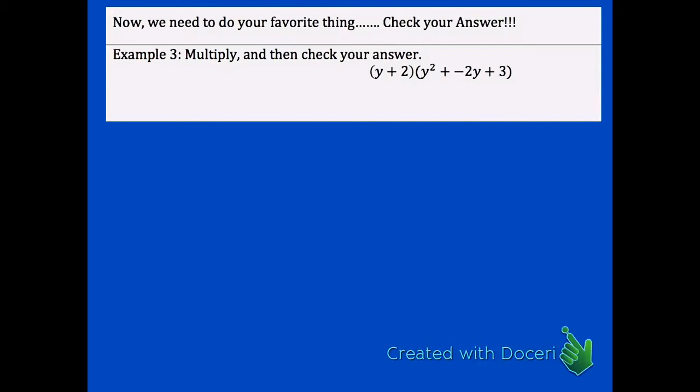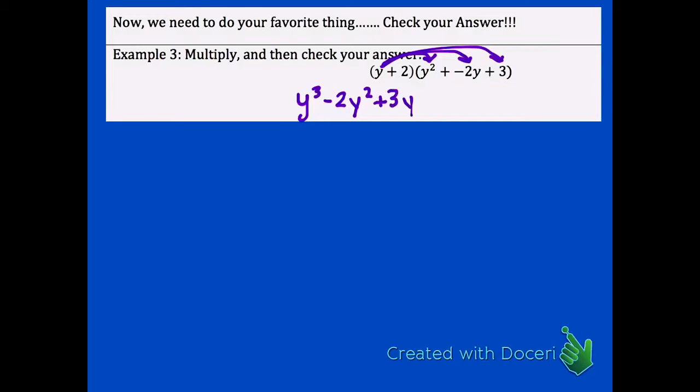So in this next part, example 3, we're going to take a look at being able to check or prove your answer. So first thing we want to do is just go through the regular steps of simplifying this and multiplying everything by everything. So I will start that off. I want to multiply my y times y squared, and that gives me y to the third. Y times negative 2y gives me negative 2y squared. Y times the 3 gives me 3y.